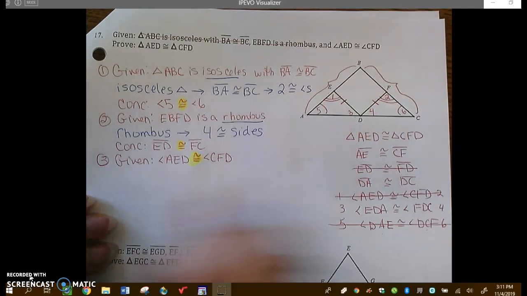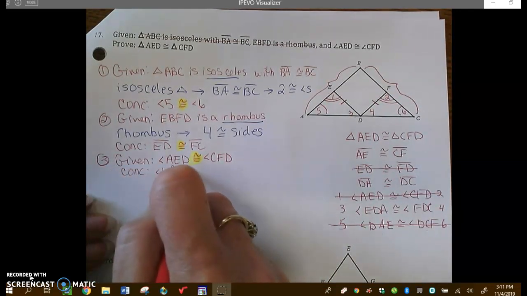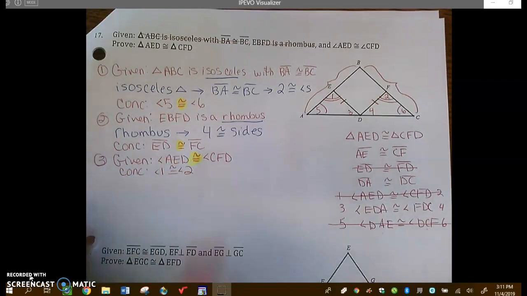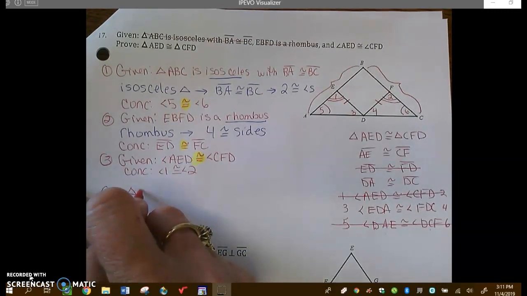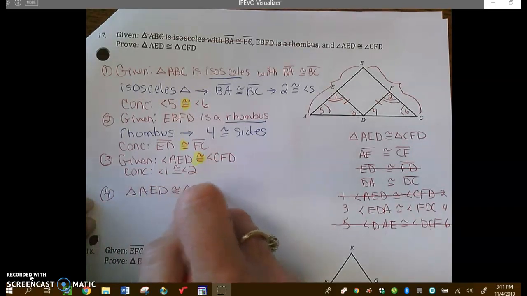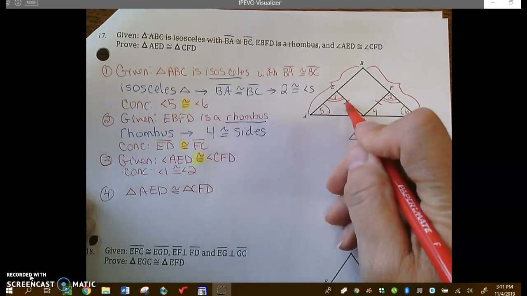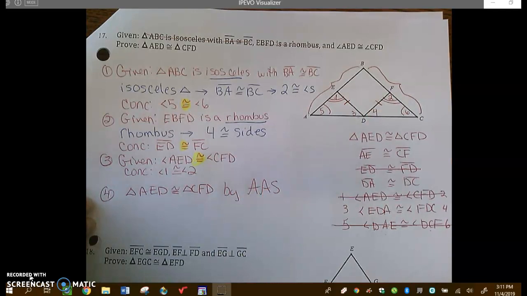And that's right here. If you wanted to, you could conclude angle 1's congruent to angle 2. I mean, it's all the same stuff, so it doesn't really matter. That's our third congruent sign. So now I'm able to say, yes, the 2 triangles are congruent. And here's why. I have an angle, angle, then a side. So this is by angle, angle, side.